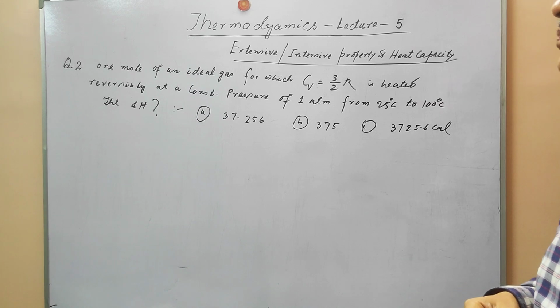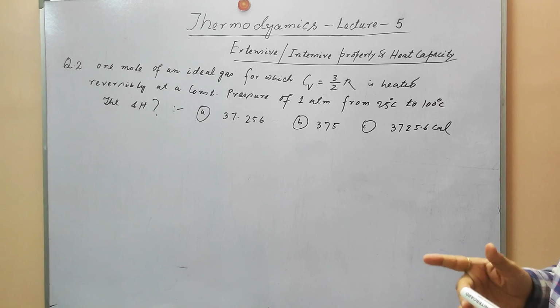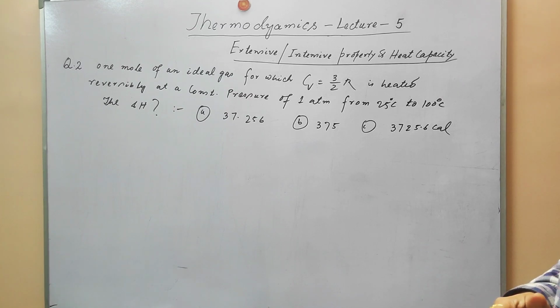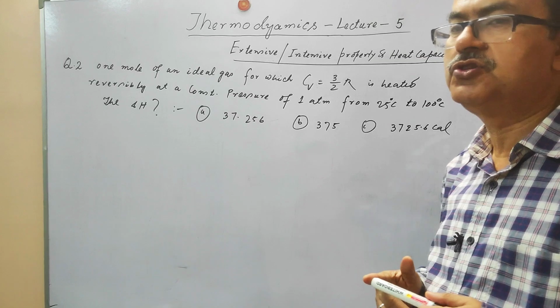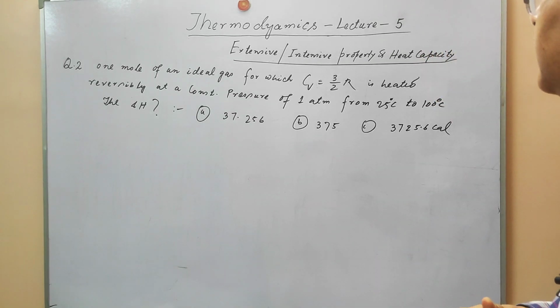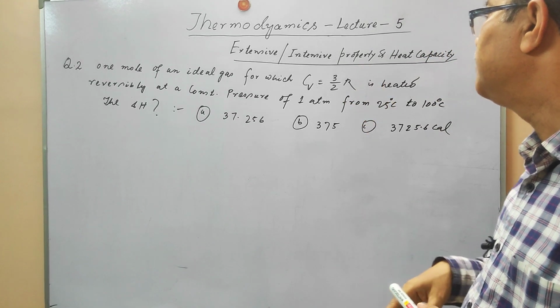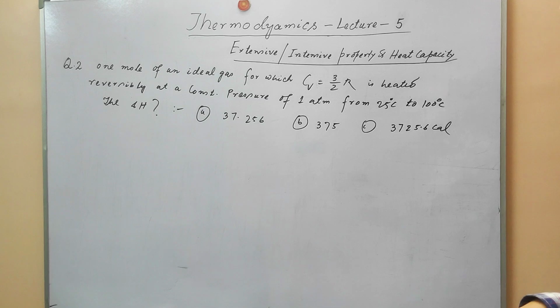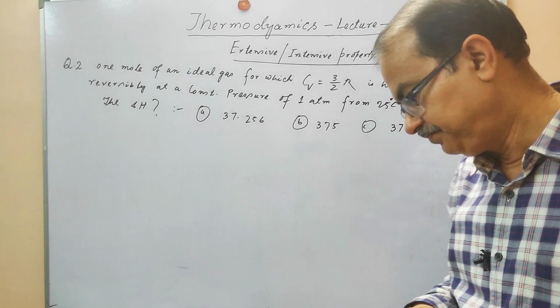Question number 2. 1 mole of an ideal gas for which the Cv has been given, that is, specific molar heat at constant volume, is 3 by 2 into R, is heated reversibly at a constant pressure of 1 atmosphere from 25 degrees Celsius to 100 degrees Celsius. You have to find out del H, the enthalpy change.